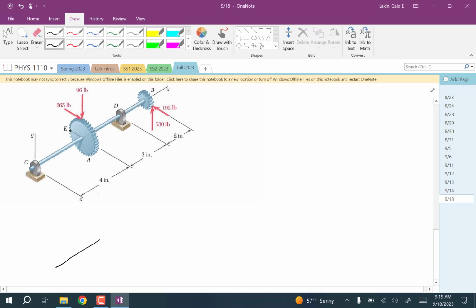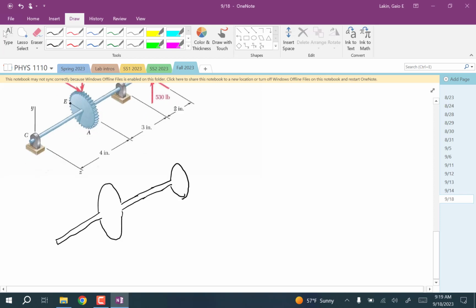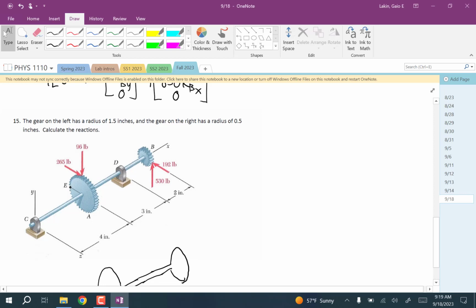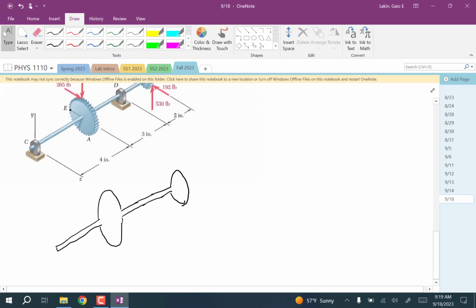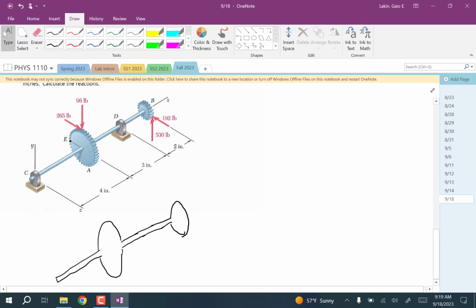All right, so free bodies, something like that. The gear on the right, blah, blah, blah. Okay, it doesn't say, usually it says something about thrust. It doesn't mention anything about thrust in this problem at all for either of those two coaxial joints.